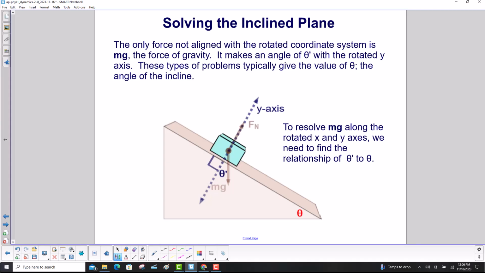The only force not aligned with the rotated coordinate system is mg, the force of gravity, over here. It makes an angle of theta prime with the rotated y-axis. These types of problems typically give the value of theta, the angle of the incline. To resolve mg along the rotated x and y axes, we need to find the relationship between theta prime and theta.